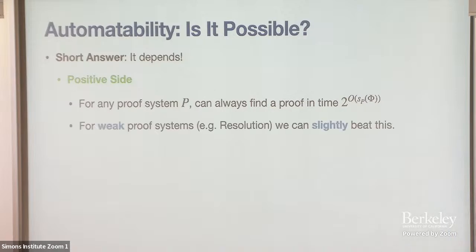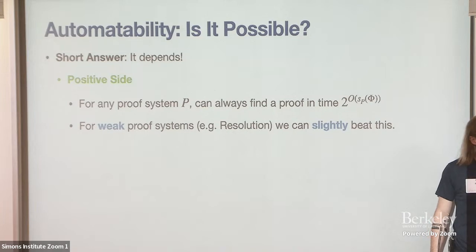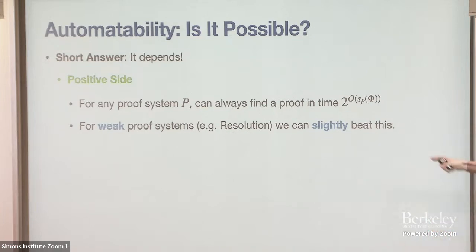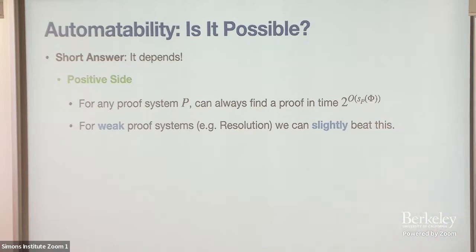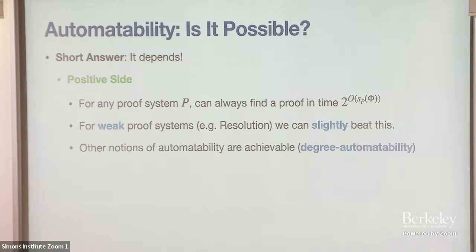On the other hand, if I look at weaker proof systems, say resolution, it turns out that we can actually beat this runtime. You can actually do better than 2 to the S to the P. And other notions of automatability, if we relax it a little bit, like notions of degree or width automatability, this was already alluded to in Albert's talk, turn out to be achievable quite efficiently in many senses. So on the positive side, the answer is yes.